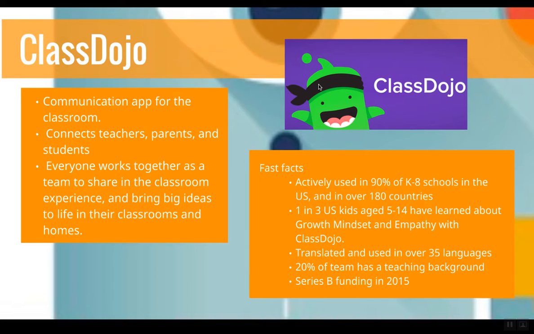Actively used in 90% of K-8 schools in the U.S. and in over 180 countries. 1 in 3 U.S. kids aged 5 through 14 have learned about growth mindset and empathy with Class Dojo. Translated and used in over 35 languages. 20% of the team has a teaching background, and then Series B funding in 2015.